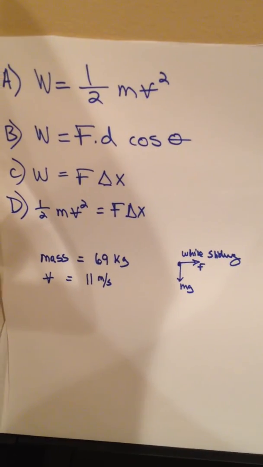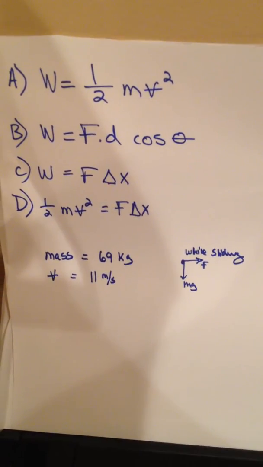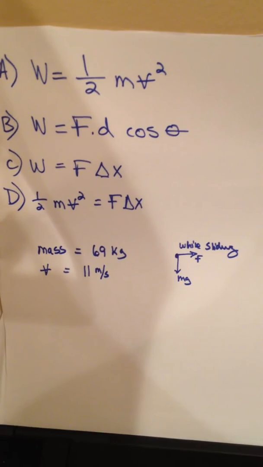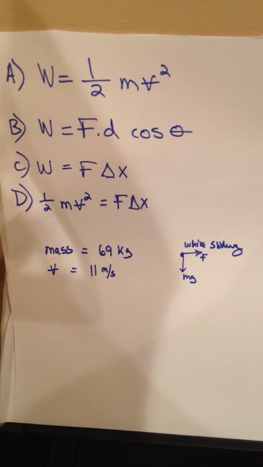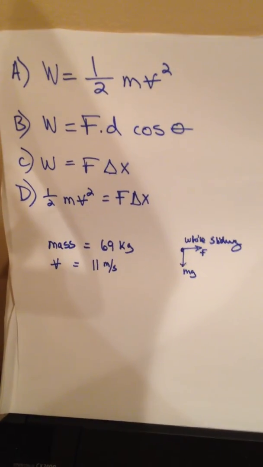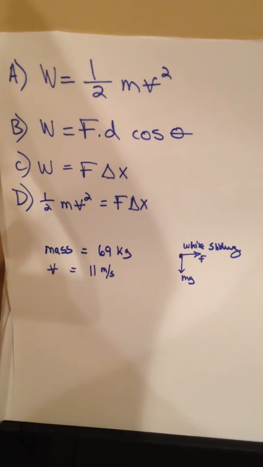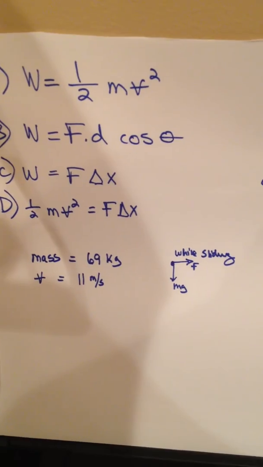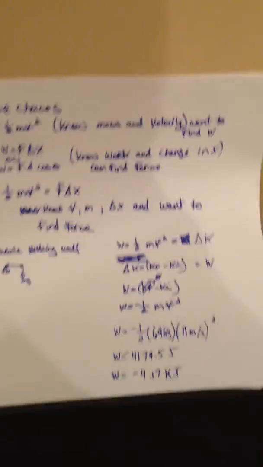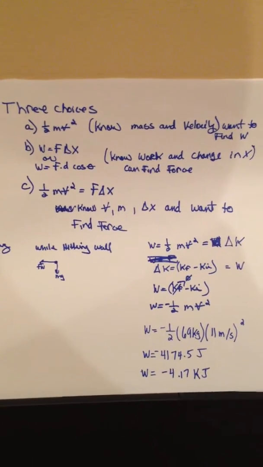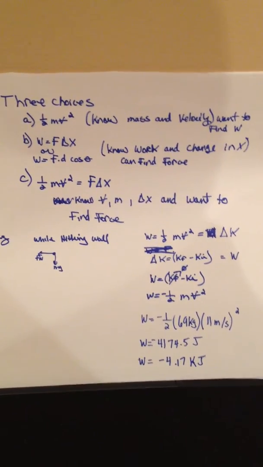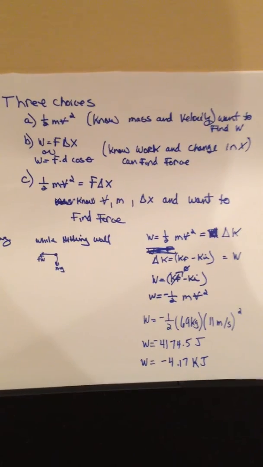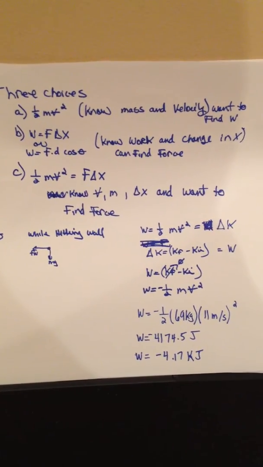So, for example, if you knew your mass and your velocity, but you wanted to find your force, you could set these two equal. So if you have three knowns, mass, velocity, and change in x, you can find force by setting the two equal. So a very important key to learn. So I also have stated it right here. I got the three choices, and it tells you when you would want to choose those type of formulas.